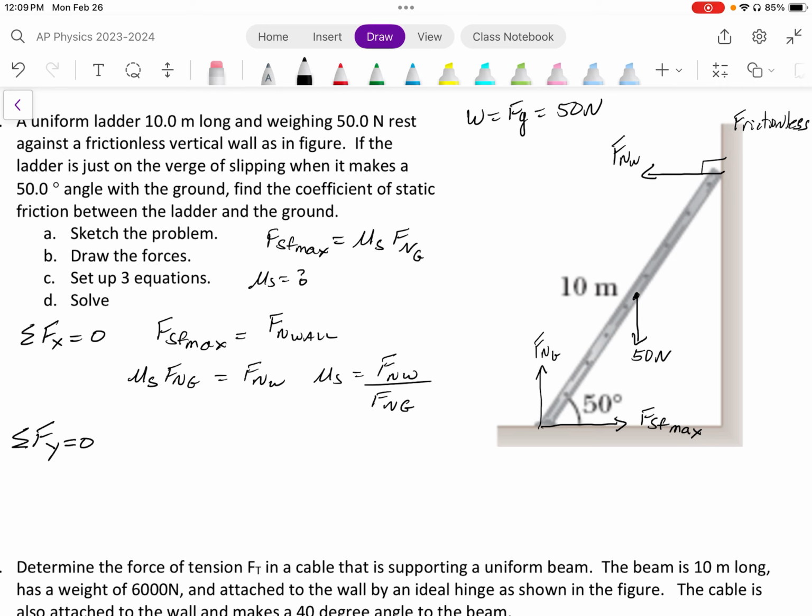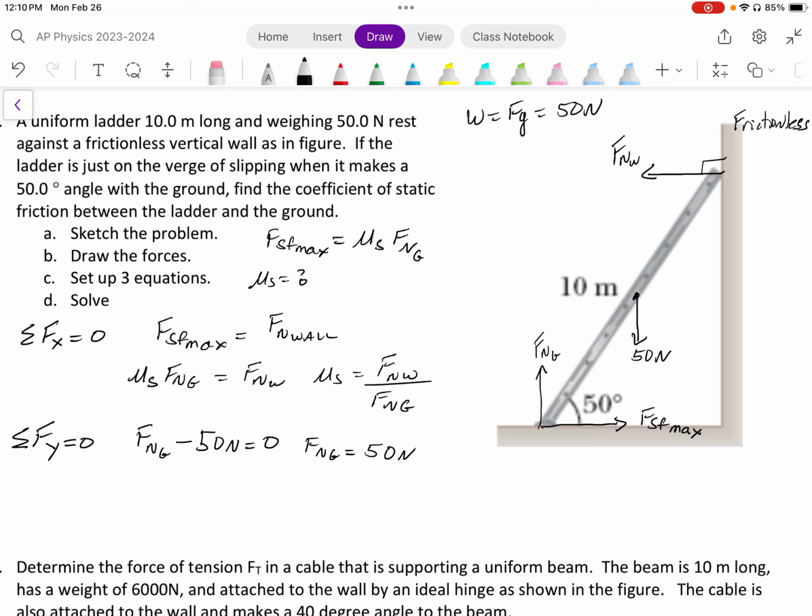We know that the sum of all the forces in the y direction must equal zero, and I have only two forces in the y direction. One pointing upwards, which is force normal from the ground, and one pointing downwards, which is the weight of the ladder, which is 50 newtons. Those added up are equal to zero, so we have just found one of the things we need in order to find the coefficient of static friction. So force normal from the ground is 50 newtons.